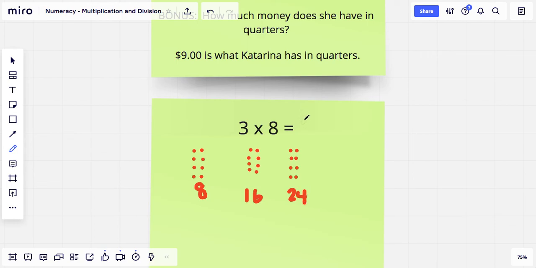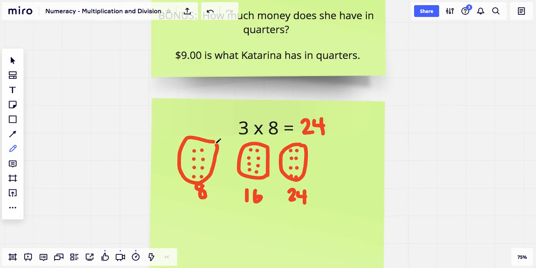All right, boys and girls. So in today's work or today's lesson, we are focusing on making groups. We are focusing on making groups to show multiplication. Please practice trying to do that in your work today.